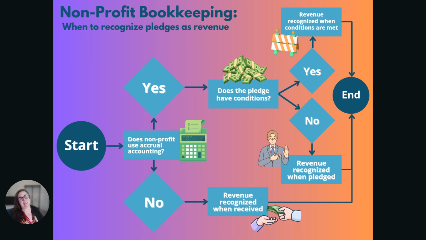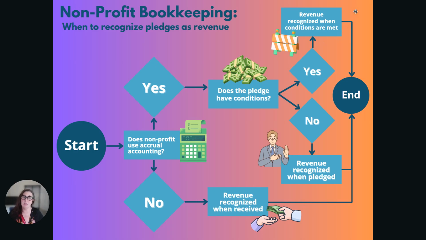We have more questions. The next question is, does the pledge have conditions? I'll give you an example of a condition. If a donor were to say, I will pledge $50,000 if you find other donors to pledge $50,000, that's a condition. If the answer is yes, it has conditions, then the revenue would not be recognized until that condition is met, or conditions if there's more than one.